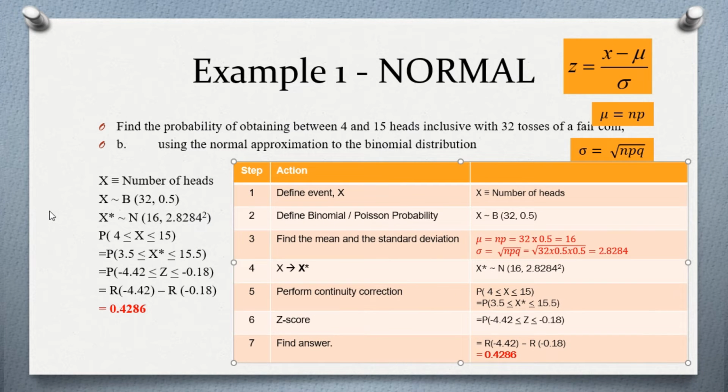Okay, yeah. So now what's the first step? Define your event. Do you see that? Number of hits. It's just like how you did chapter 3. Same thing, okay? No different. Then you define your distribution. N is 32, P is 0.5.